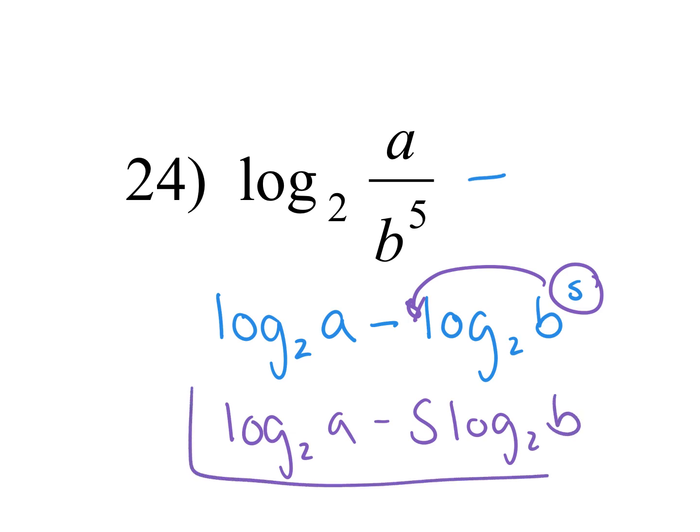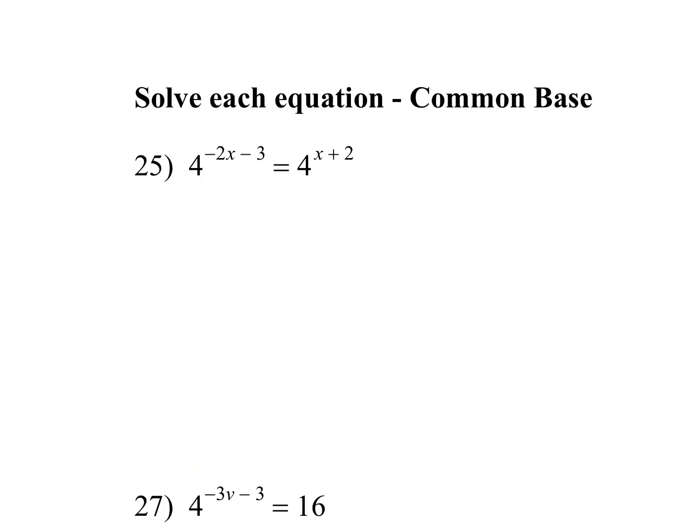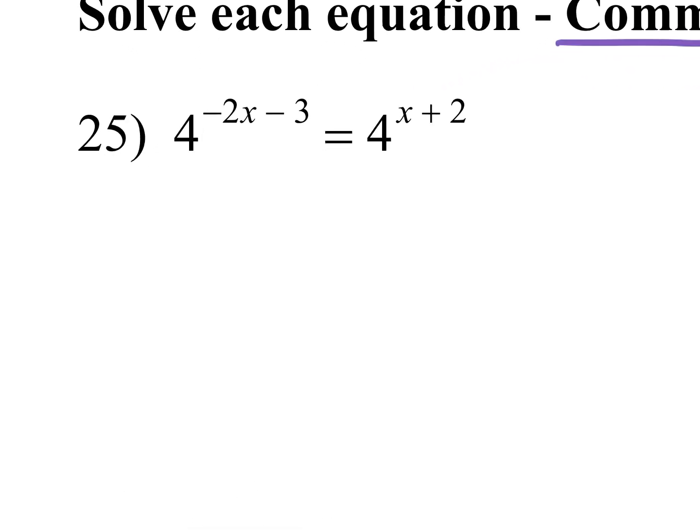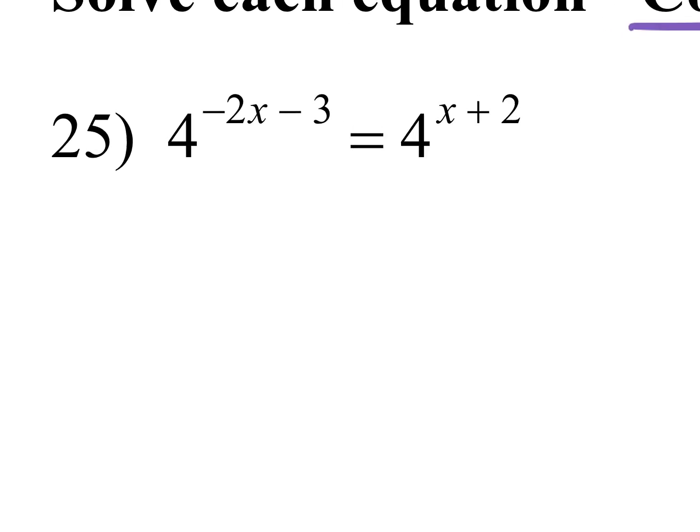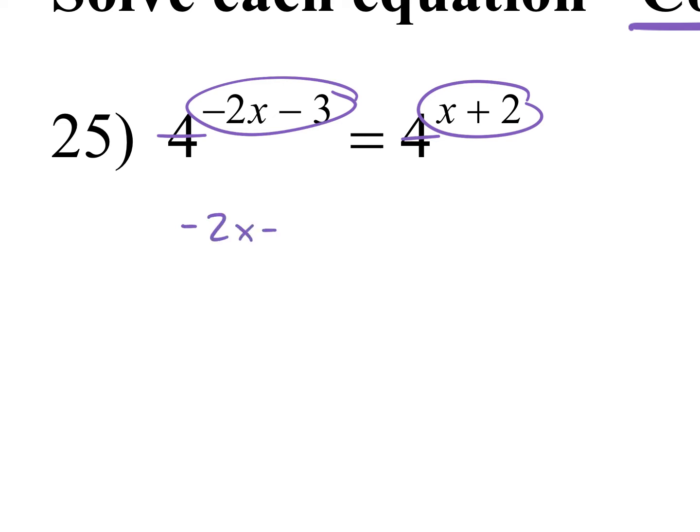All right, 25. We are solving with a common base, so we either start with a common base or we need to get them to have a common base. So here, they have a common base already, so what would we do first? You would cross out the 4's and set the exponents equal to each other. So I have negative 2x minus 3 is equal to x plus 2. Now what would I do to solve?